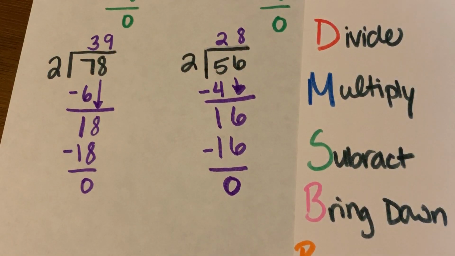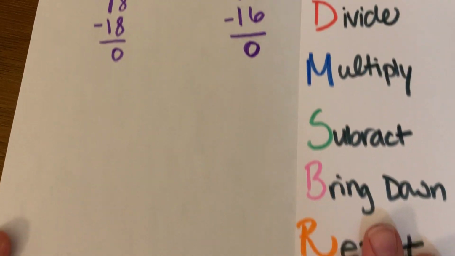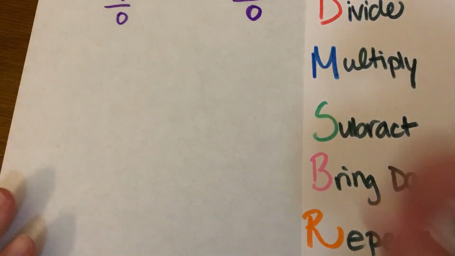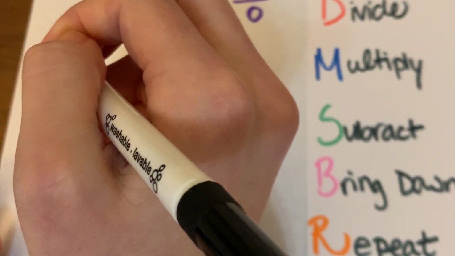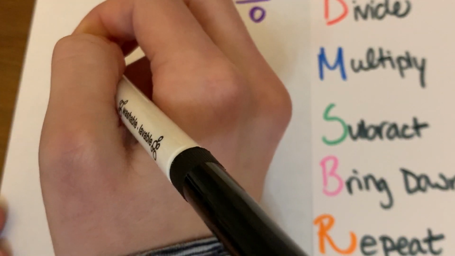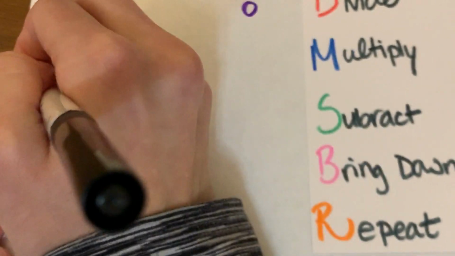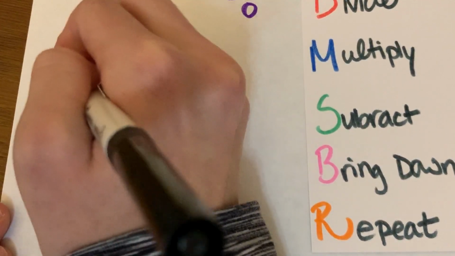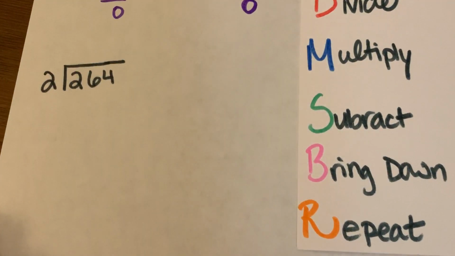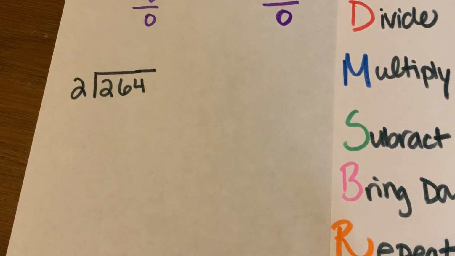All right, let's go ahead now and do something a little bit different. Let's go ahead and do 2 divided by 264. So I have some 3-digit here.